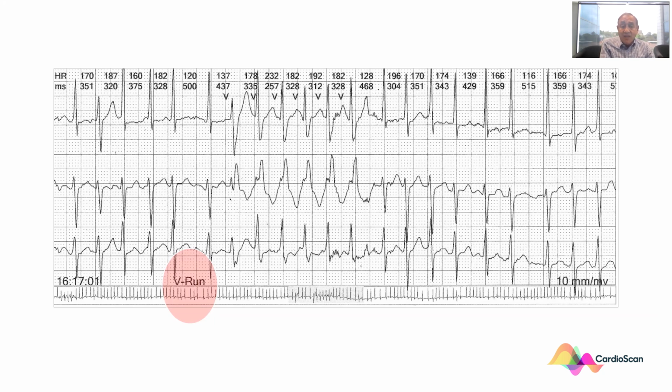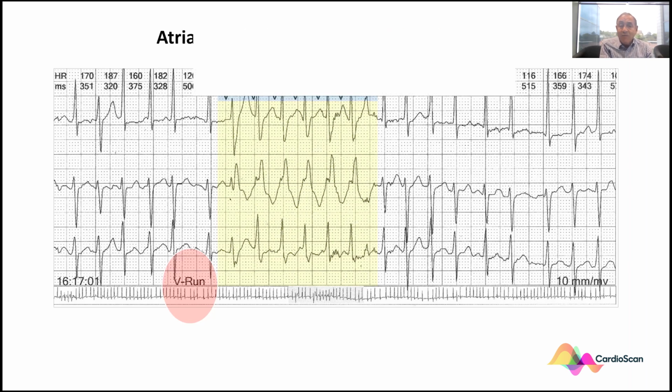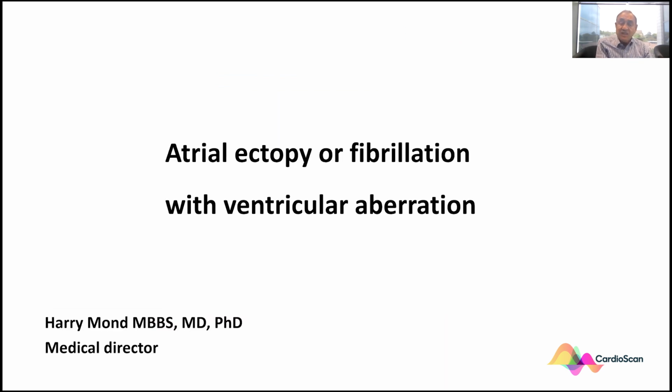And what do I mean by that? Well, you can see here in yellow highlight, there is a change in the QRS complexes which mimic ventricular tachycardia. The rates in blue highlight show that the rate has increased slightly, and this is in fact atrial fibrillation with ventricular aberration. So we're going to talk today about atrial ectopy or fibrillation with ventricular aberration.